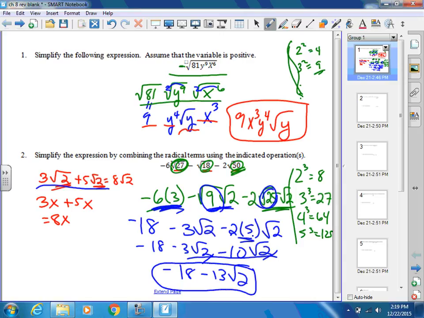That doesn't become square root of 4 or anything. It doesn't change. Stays the same. That one right there. Final answer. Alright. Let's go on to the next slide.